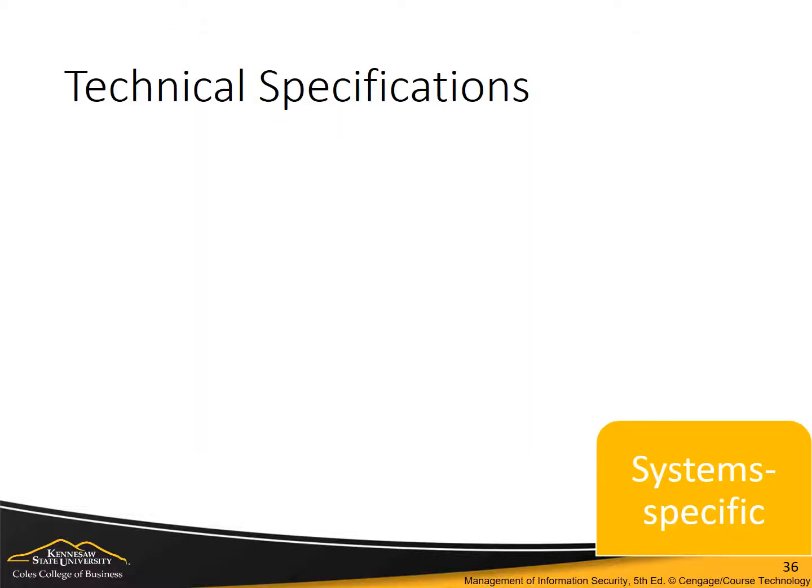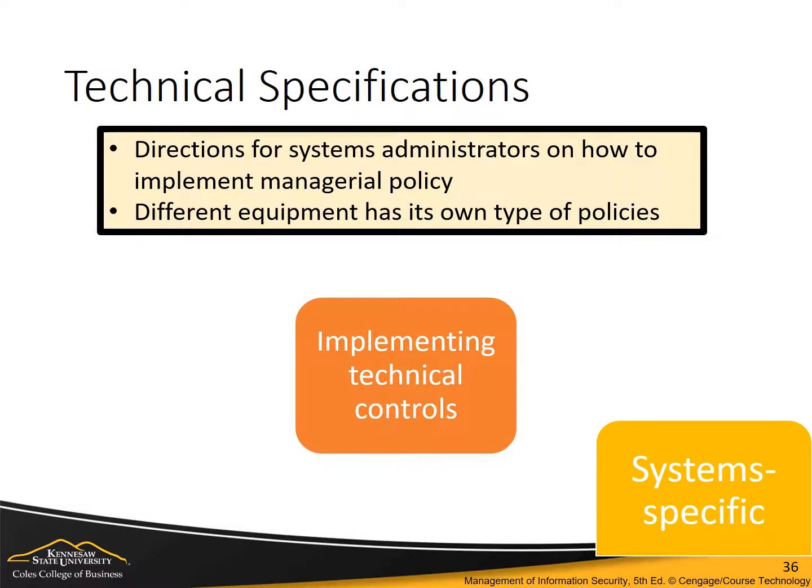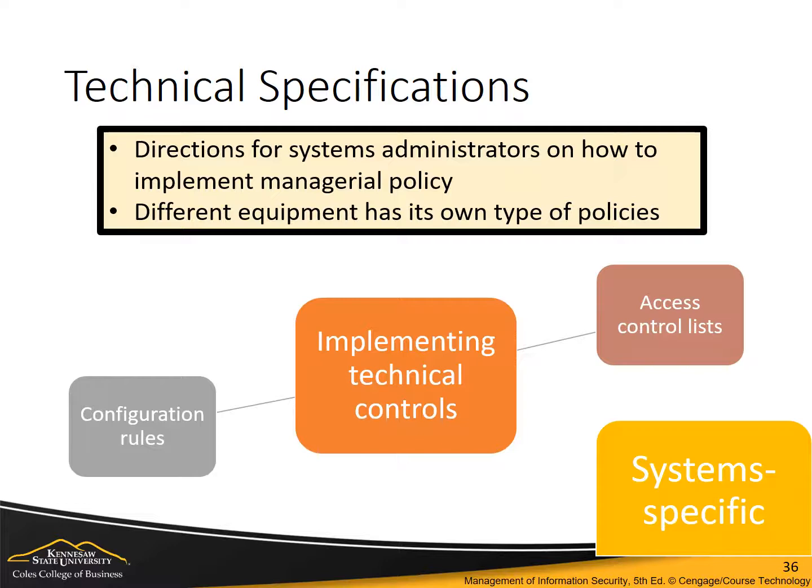Now we turn to technical specifications, which are directions for system administrators on how to implement managerial policy for the organization. What does the organization plan to do with the technology? Knowing that, how can we configure the system to meet those needs? Each type of technology has its own type of policy. Policies for portable devices, for instance, will be different than policies for desktops, cloud computing, cell phones, etc. There are two ways of implementing the technical controls: through access control lists, or ACLs, and through configuration rules.